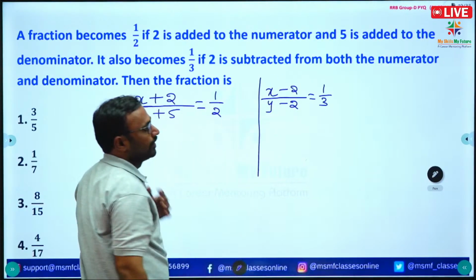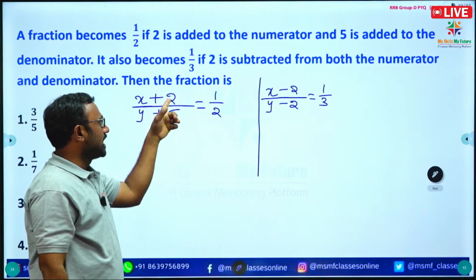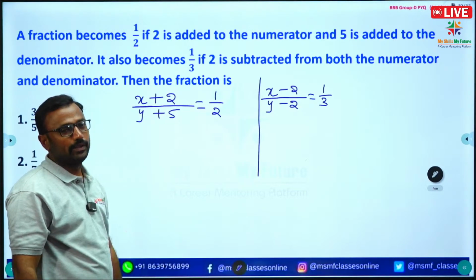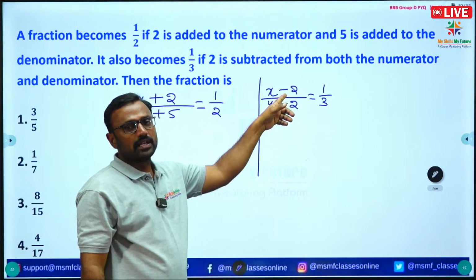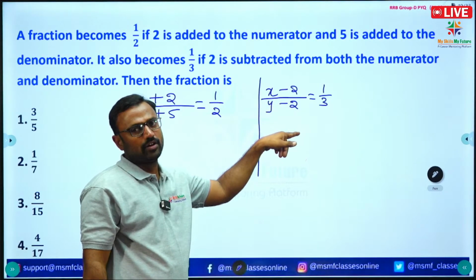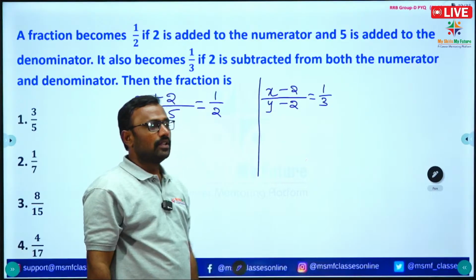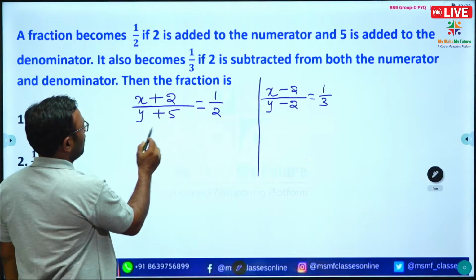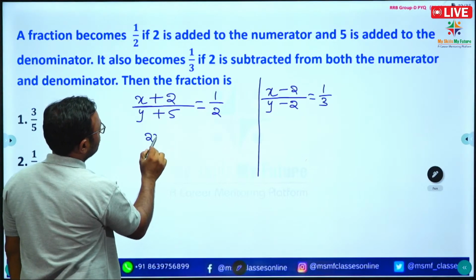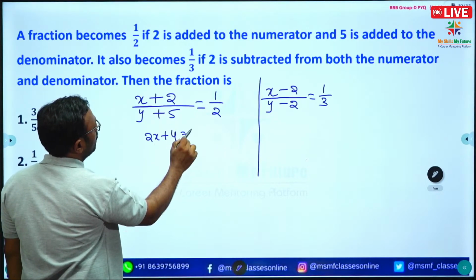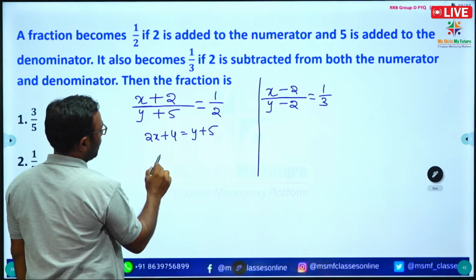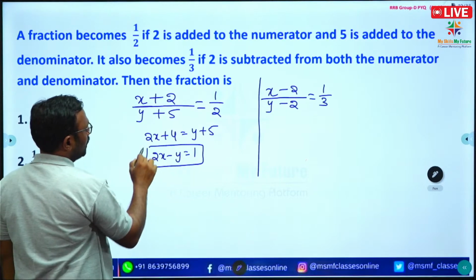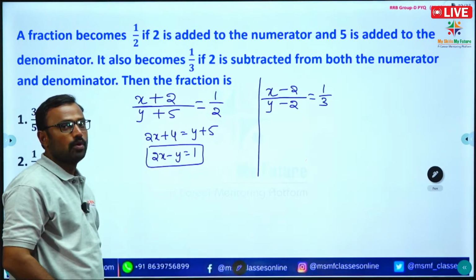So the question says, if 2 is added to the numerator and 5 is added to the denominator, the fraction becomes 1 by 2. If 2 is subtracted from both the numerator and the denominator, the fraction becomes 1 by 3. Then the fraction is? Just cross multiplication: 2x plus 4 is equal to y plus 5, so 2x minus y is equal to 1.